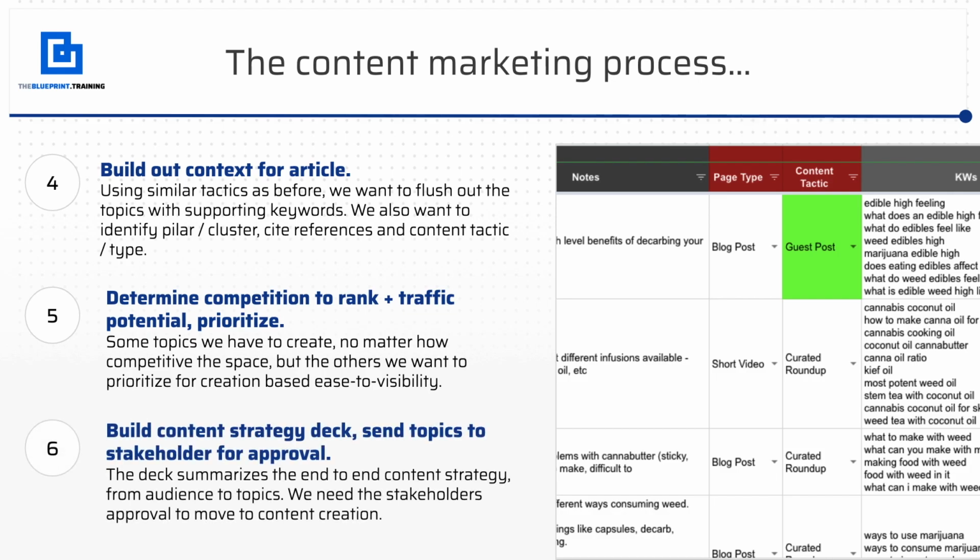So number 6 here is we want to build that content strategy deck that I just showed you, send the topics to the stakeholder for approval. The deck just summarizes everything. It's a good way to have a kind of a wrap-up call, touch point with the client about their content, let them give feedback, and then you can push into the creation process.